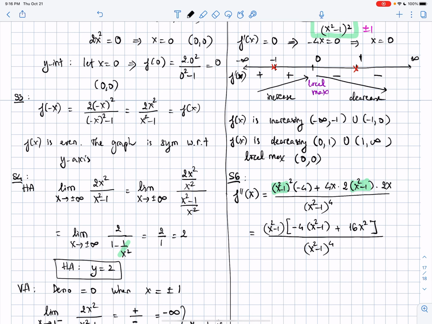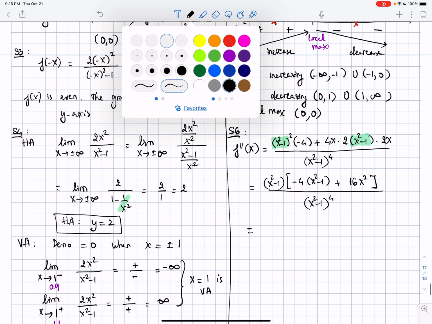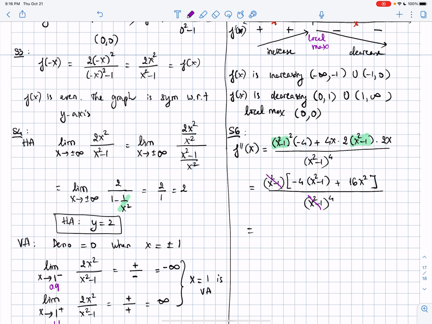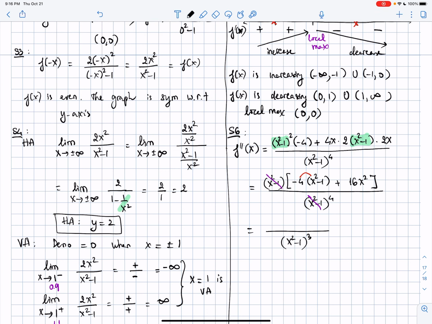16x squared. So we can cancel the x squared minus 1 and the x squared minus 1. So we get x squared minus 1 to the 3rd power. And for the x squared, when we multiply, we will have negative 4x squared. Then we have 16. So positive 12x squared plus 4.